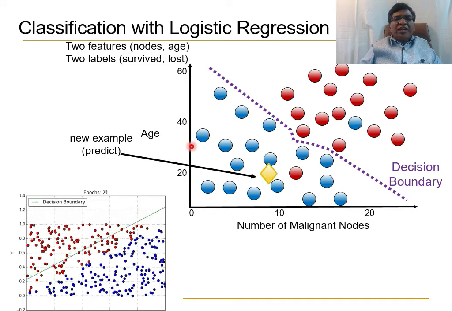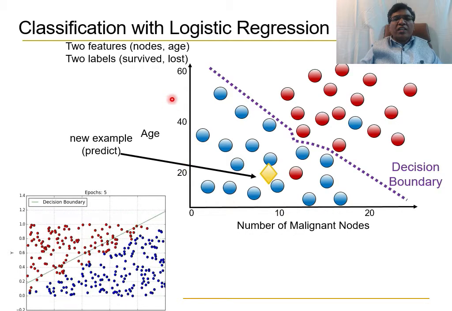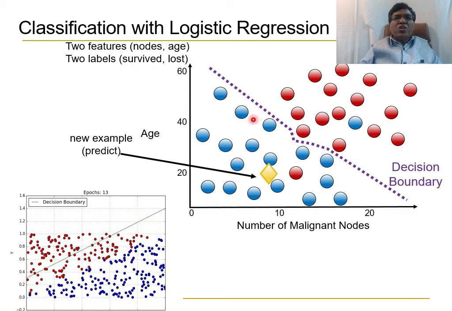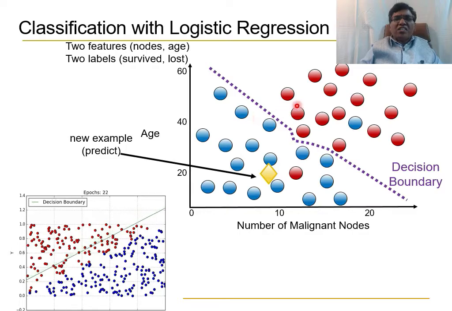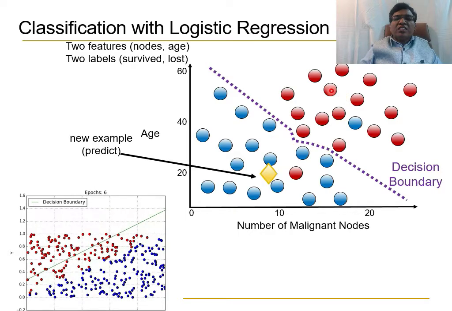Now we will see classification with logistic regression. In this example, there are two features known as nodes and age. This is node and this is age. There are two labels known as survived and lost. So there are two kinds of nodes. One is survived. Survived is represented by blue circle. Then the lost is represented by the red circle.